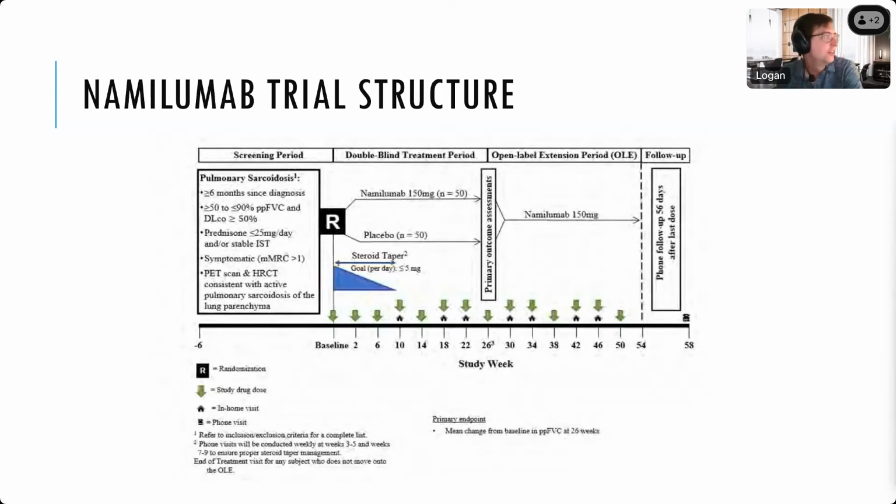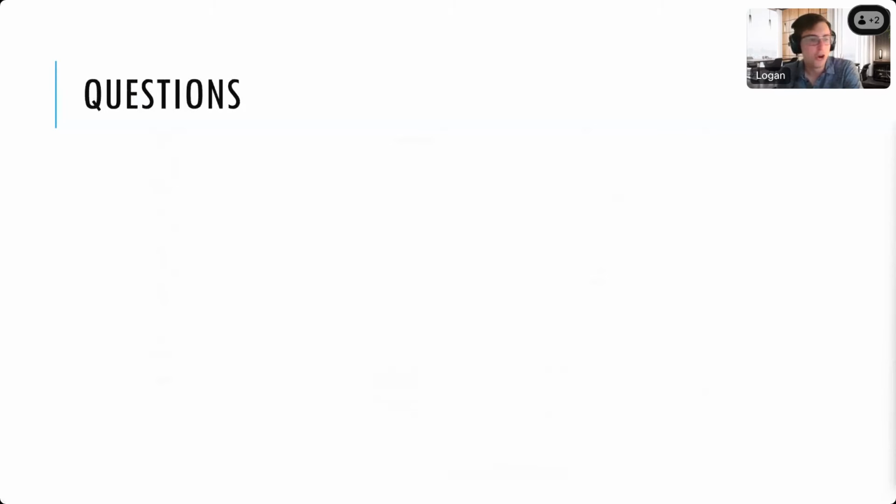You can see here, where's my mouse? You can see here at the beginning, half of the patients are on placebo, half of them are taking the drug. And then after 6 months, all of the patients get the drug. I think that's a great way to do trials and make sure everybody who volunteers is able to have some benefits. So that is all I have on new treatments.